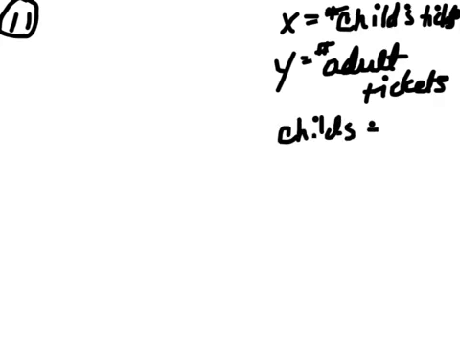I'm going to call X the number of child's tickets sold and Y the number of adult tickets sold, because what they asked me to do in number 11 is to tell how many children's tickets were sold, but they give me some other information, so kind of look for the numbers. First of all, they tell me that a child's ticket costs $2 and an adult ticket costs $5, right? So there's some information there that I can use.